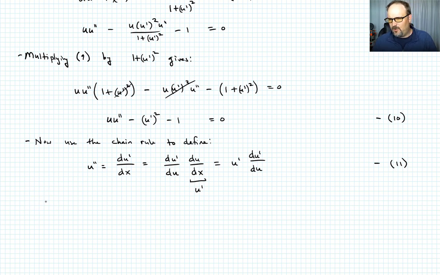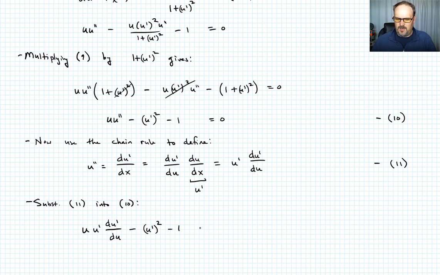So I'm going to substitute equation 11 into 10. And when I do that, that u double prime term becomes, so there's the first u. Now I have u prime times du prime du, right? And then still minus u prime, the quantity squared, minus 1 equals 0.